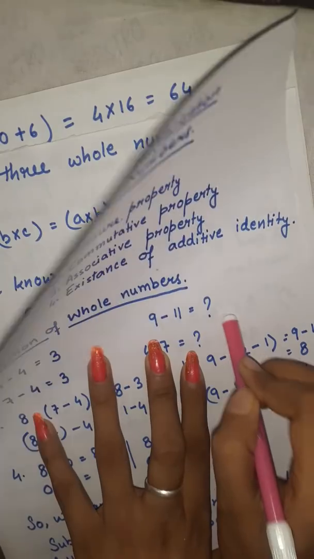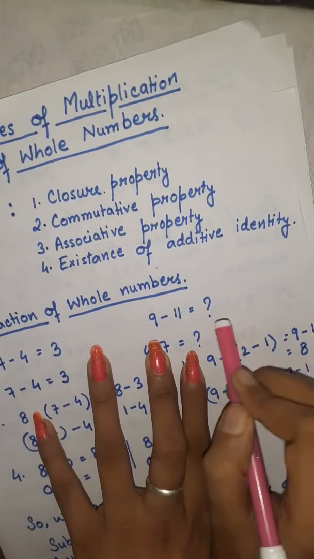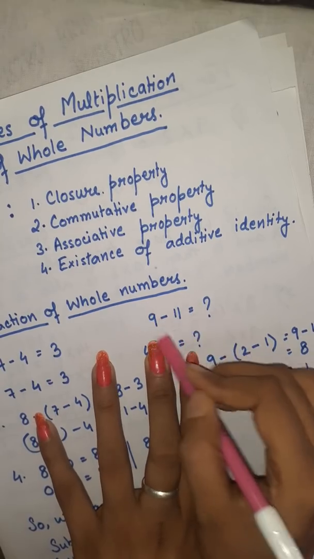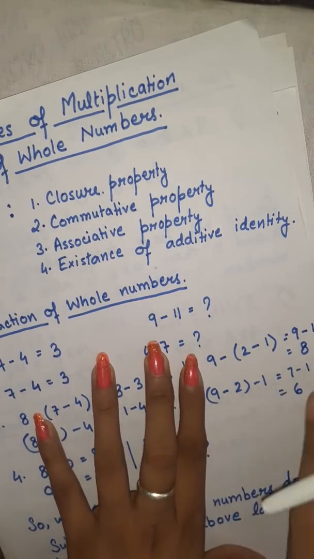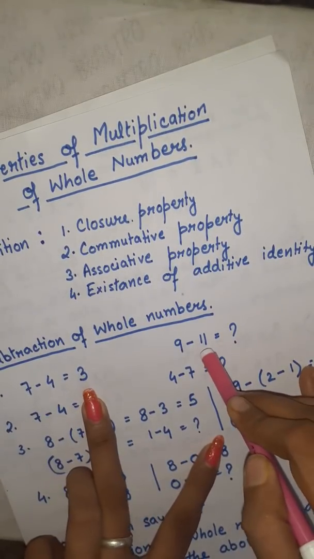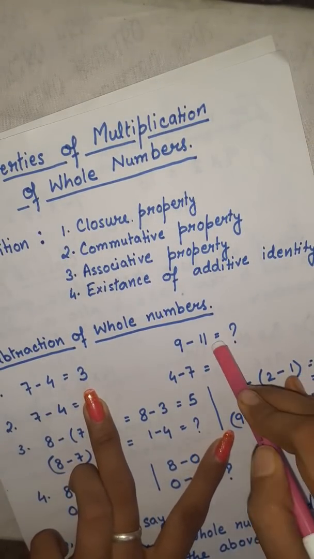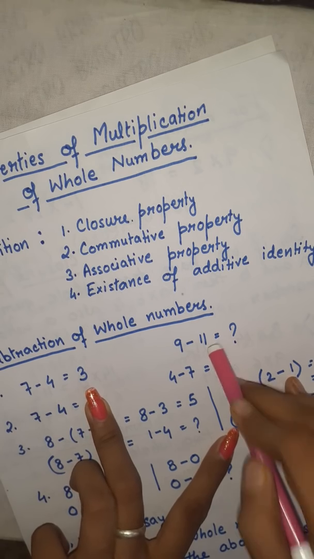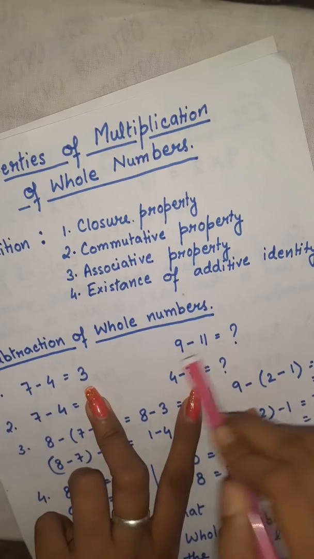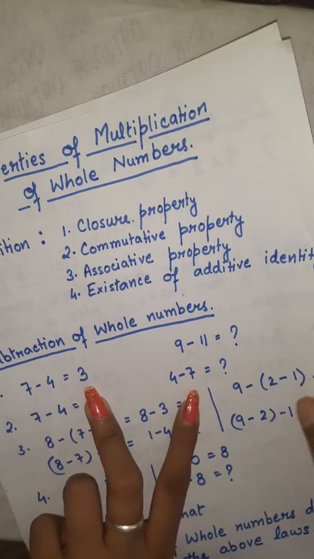You are not going to get a whole number over here. You don't have any whole number or any method which will give you the result for this subtraction. Correct? So we can say that closure property does not hold under subtraction for whole numbers. Correct? Because we have these two numbers, right? And they are not closed under whole numbers.